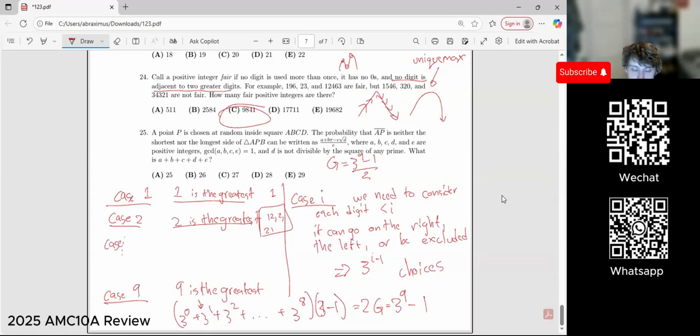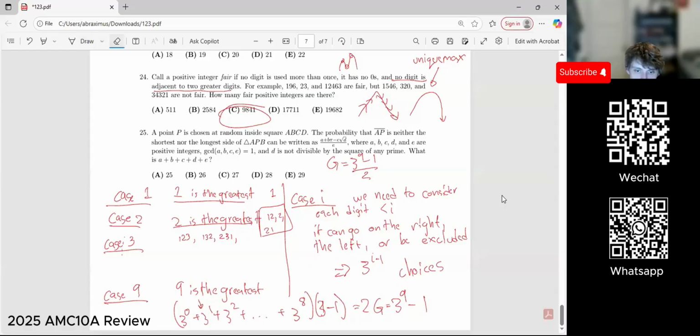Then case 3, we have 1, 2, 3, 1, 3, 2, 2, 3, 1, 2. We can't have 2, 1, 3 though. I'm not going to write them all down, but for case I, we need to consider each digit that's less than I. For each digit, we don't have to use all of them. So there are three possibilities. It either goes on the right side of the maximum, it goes on the left side of the maximum, or we simply don't use it in our number to begin with.